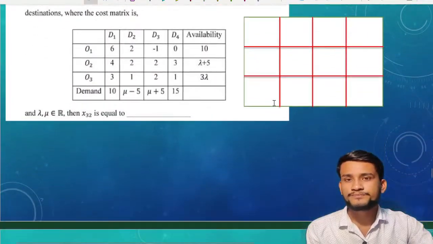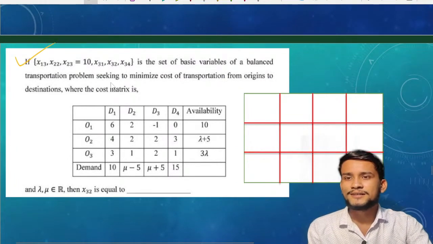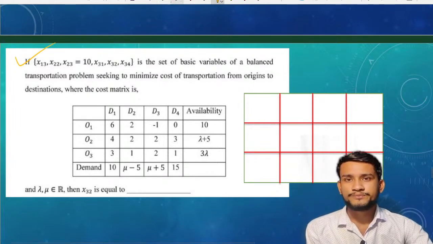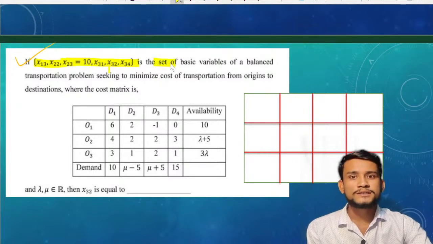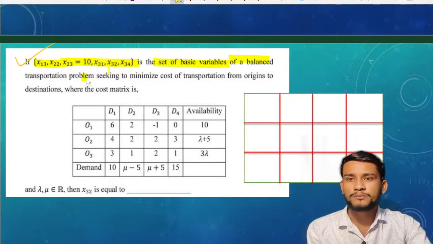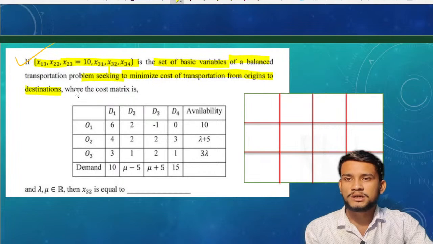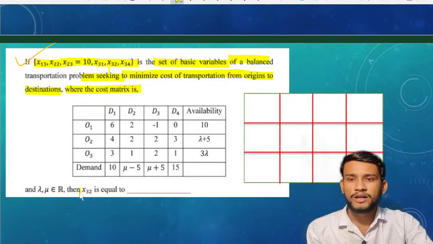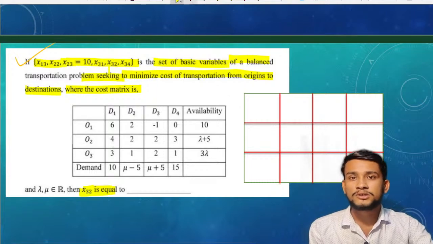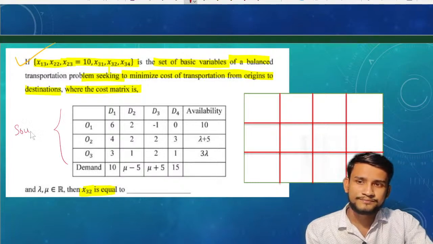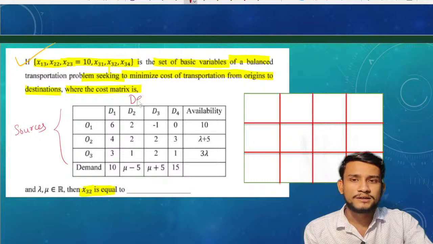The next problem, I forgot to write the question number. This is a transportation problem. It says that x13, x23, x22, x23 equal to 10, and x31, x32, x34 is a set of basic variables of the balanced transportation problem seeking to minimize the cost of transportation from the origins to the destinations, where the cost matrix is given. We have to calculate the value of x32. We all know that this side is called the sources of a transportation problem, and these sides are the destinations.